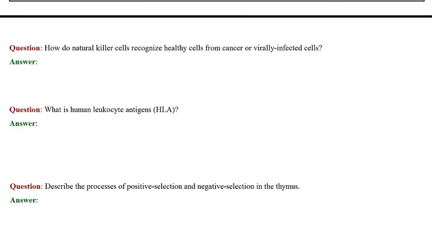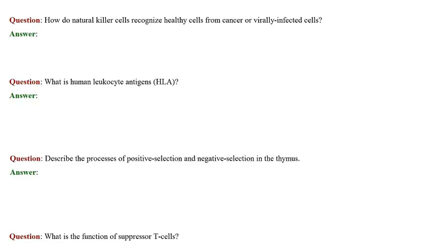There are some questions that I didn't answer during my lecture, so I would like to quickly cover those questions before we go over some practice questions. So first question, how do natural killer cells recognize healthy cells from cancer or viral infected cells? Basically, these natural killer cells also recognize MHC1, similar to CD8 positive T cells. And if these cells notice that the MHC1 on the cell surface looks abnormal or has something that gives clues that it's a malignant or virally infected cell, then that's the time that they would release perforin and destroy that cell.